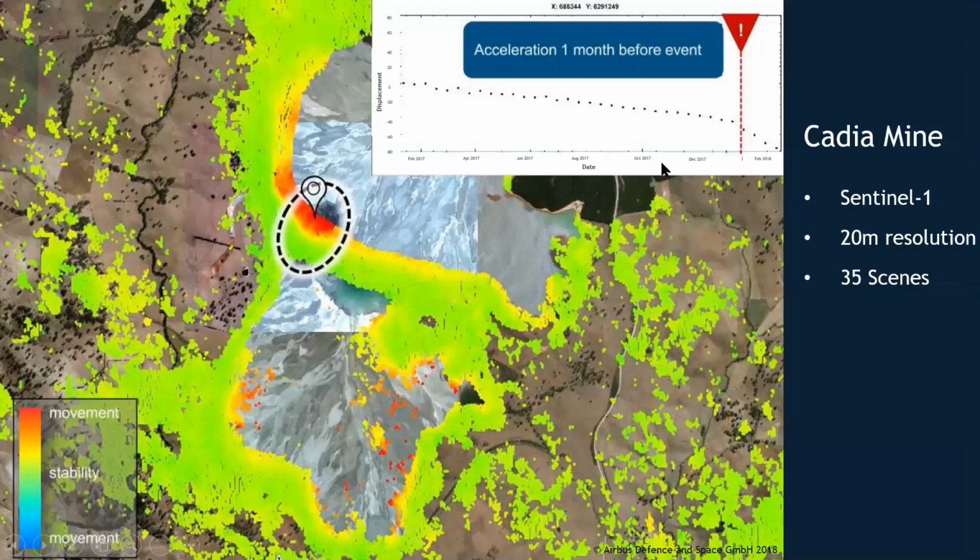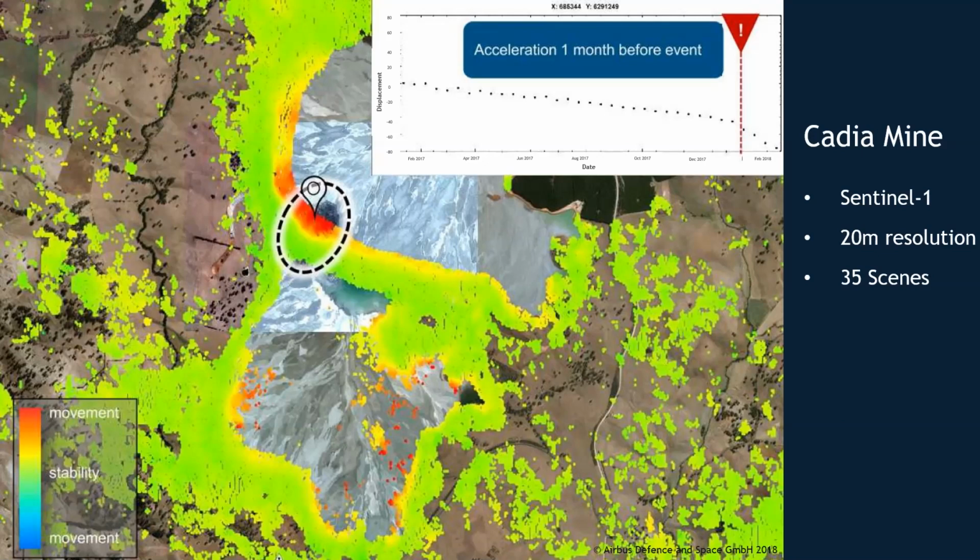Here we have a study done using Sentinel-1 data. It's a 20 metre resolution product, and we used 35 scenes to create a baseline of what was happening on the surface there. We can see the movement in red right in that circled area, and that is right where the mine operator was doing work on the embankment. We could see up in the top corner around January, one month before the event, an increase in the velocity of the displacement.